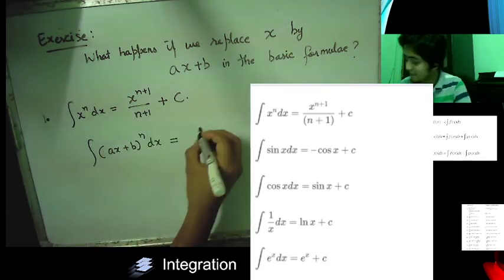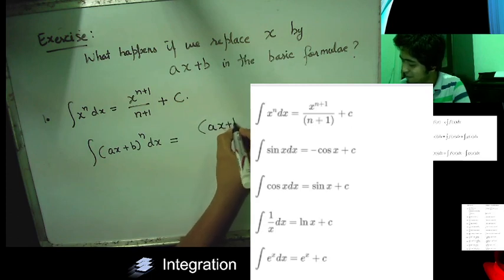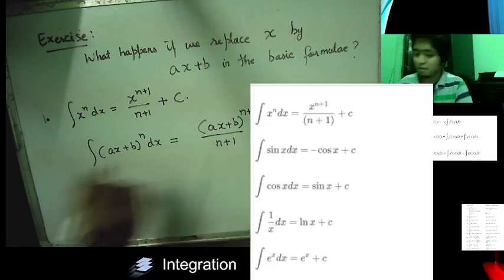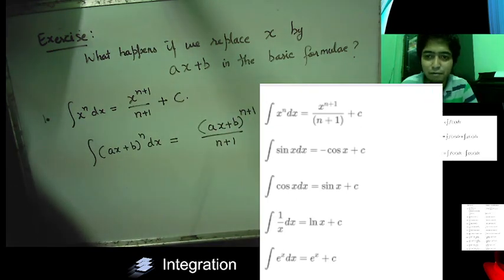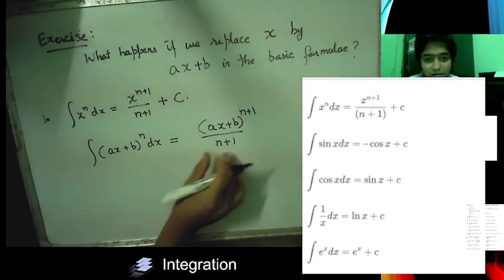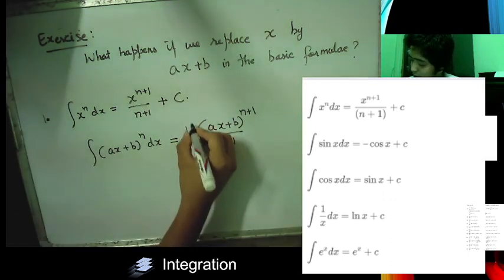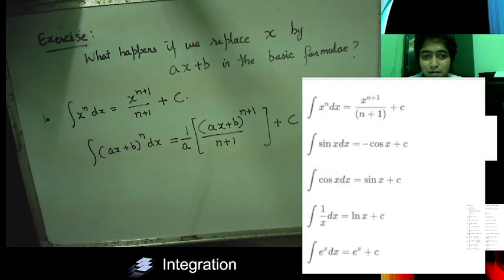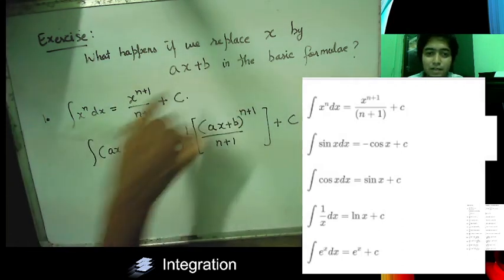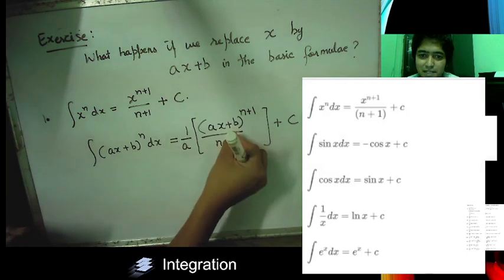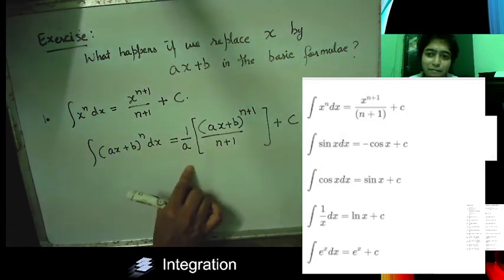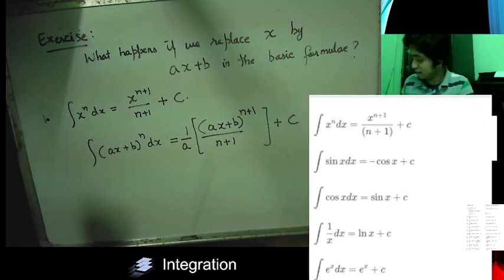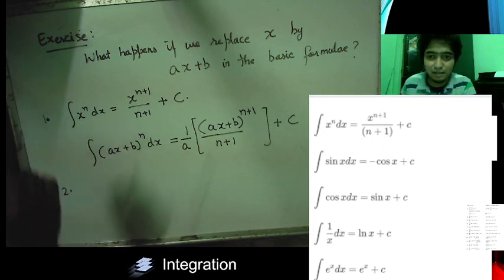What will happen here is this. Instead of x, you replace it by ax plus b, so you'll be getting the same thing, n plus 1 divided by n plus 1, but you will also have to write 1 by a in front of this one. So this is what will happen. The formula takes the same shape, just replace it, but you write 1 by a in front. Divide the whole thing by a. You will see why in the next class, but I'm just teaching you right now.